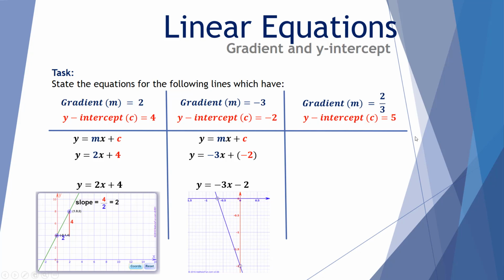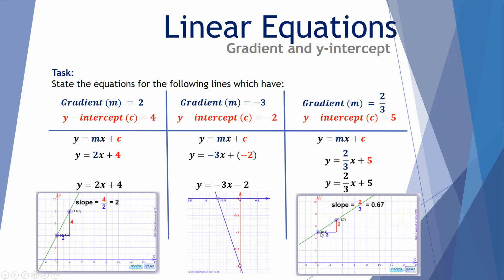Finally, we have a gradient of 2/3 and a y-intercept of 5. Here's our general equation for a linear equation. We sub our values in. The gradient, m, equals 2/3, and the y-intercept is 5. This gives us a linear equation of y equals 2/3 x plus 5. And here it is graphed. We have a gradient here, a rise of 2 over a run of 3, and a y-intercept of 5. That's what the equation looks like graphically.